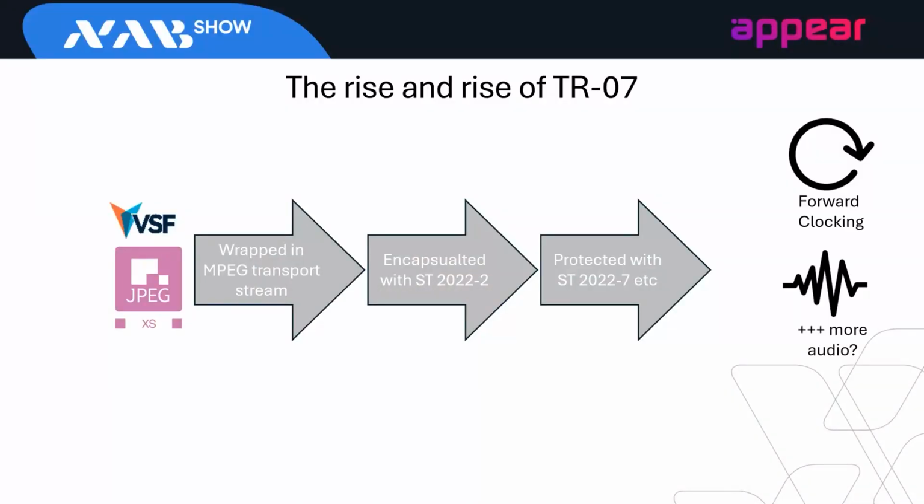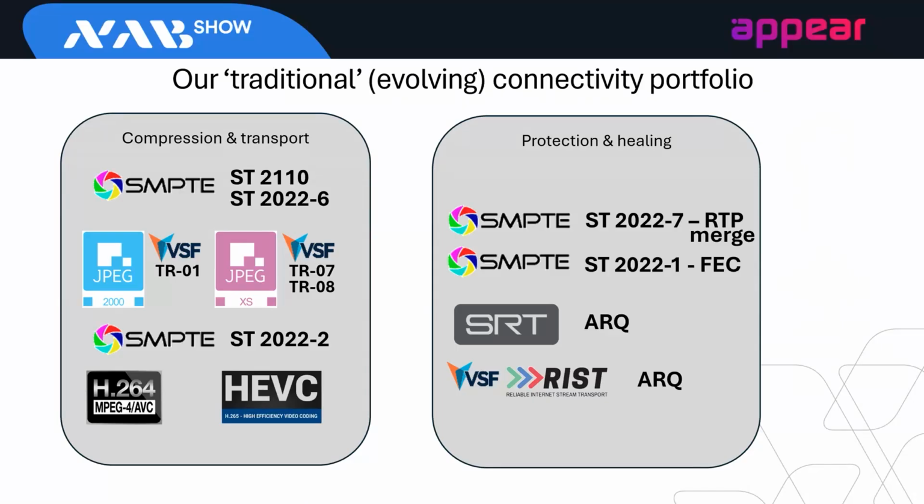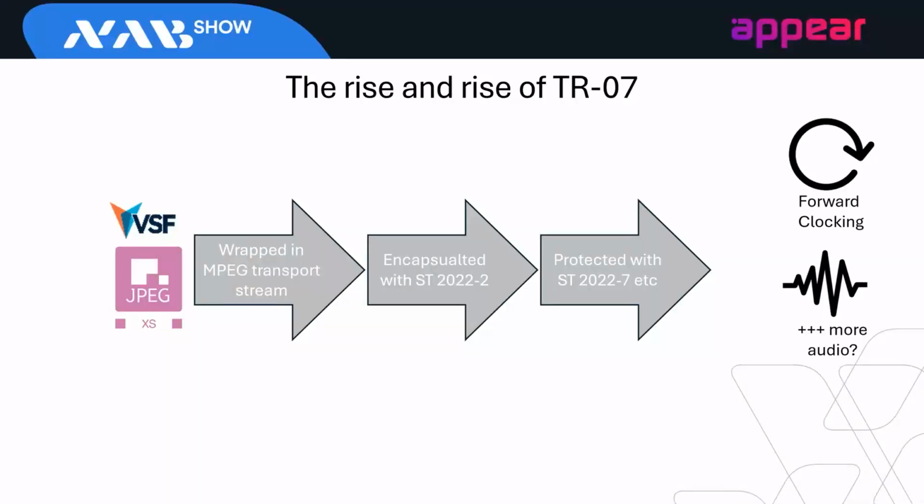So one observation, what I'm calling the rise and rise of TR07. If I just flip back to that diagram again to show you, JPEG XS, which is the very lightweight sub-millisecond compression, has two encapsulation options. TR08, which is when you carry it as a 2110 essence. And then there's TR07, which is when we wrap it in a transport stream. Now, I have to admit, if we go back 5 years ago, I really didn't think that was actually going to catch on. But now, that has actually been enormously successful. Two main reasons, I think.